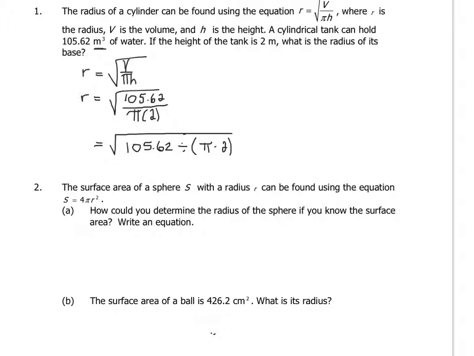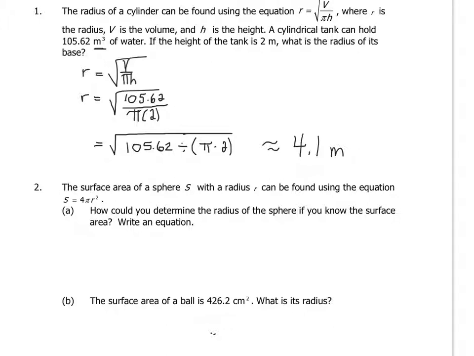Or if your calculator works with square root backwards, you'd have to put in the 105.62 divided by bracket 2 times pi bracket, and then hit the square root button. In any case, you should get the same answer. I'm getting approximately 4.1, and that would be meters, we assume, because all the rest of them are meters.